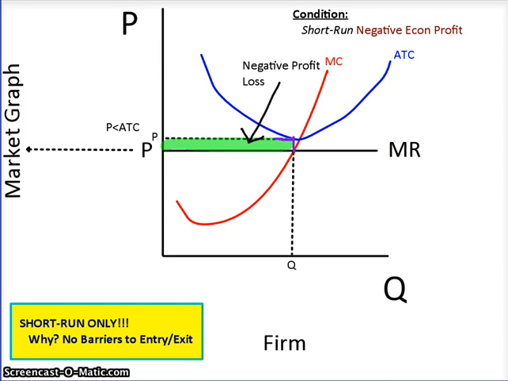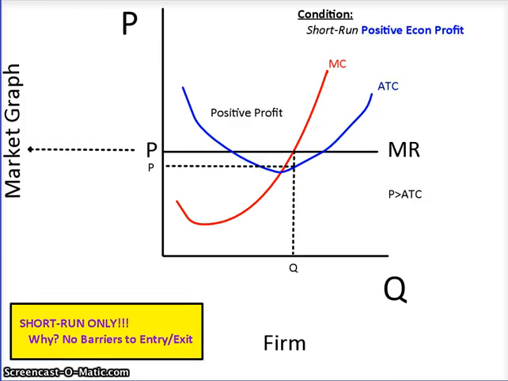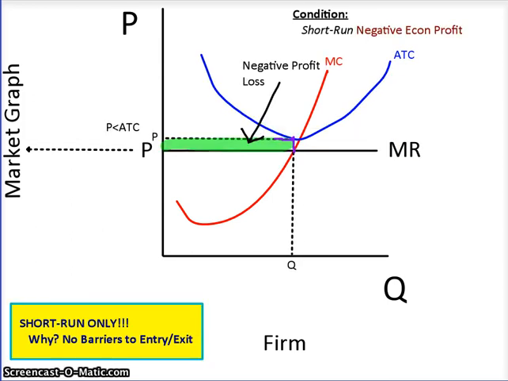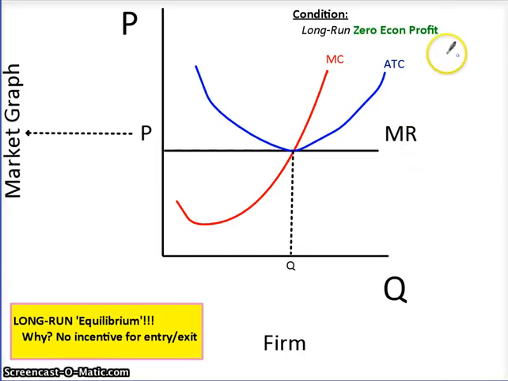All right, so we have two short run conditions: positive economic profit, negative economic profit. They are short run because there are no barriers to entry and exit, which will drive the number of producers either in or out of the market, which will shift the equilibrium price on the market side, which has a direct effect on the marginal revenue line, which is the price on the firm side, which will adjust us to what is called long run or zero economic profit. This is the long run condition of a perfectly competitive firm.